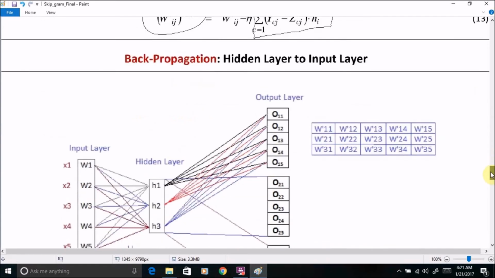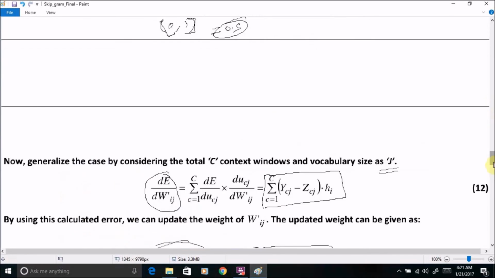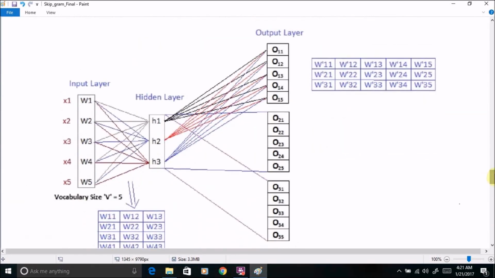Now the next stage is to apply the backpropagation from the hidden layer to the input layer. Till now we had applied the backpropagation from the output layer to the hidden layer. Now we have to apply the backpropagation from the hidden layer to the input layer.